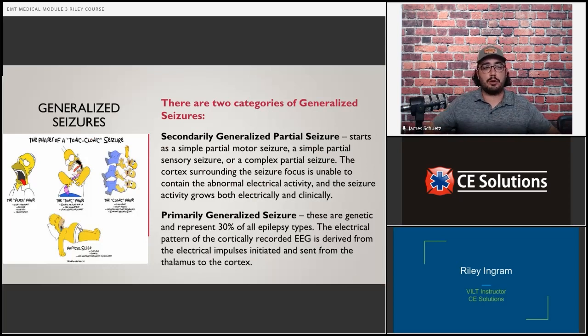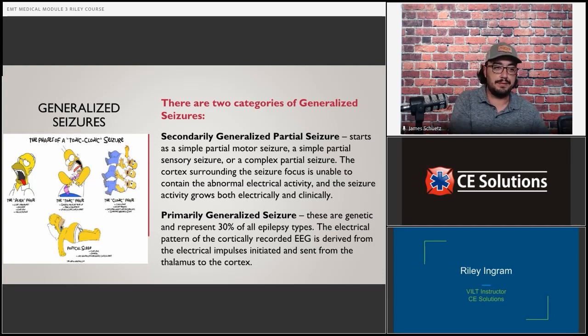All right, so your generalized seizures. You've got 2 categories of a generalized seizure. Your secondarily generalized partial, it's going to start as a simple partial motor seizure, a simple partial sensory seizure, or a complex partial seizure. The cortex surrounding these seizure foci is unable to contain the abnormal electrical activity. So you don't have that relationship, and that part of the cortex in that area of the brain is not able to keep up.